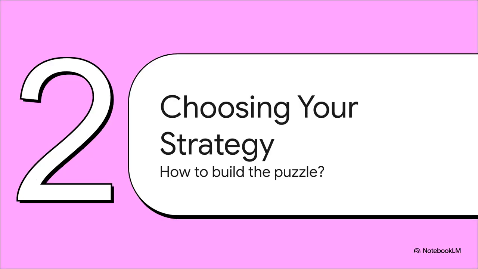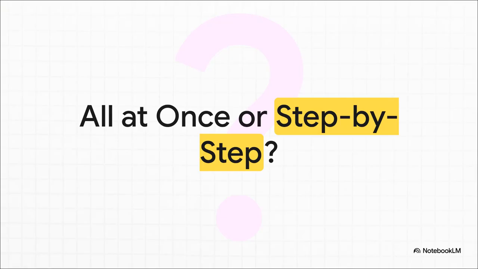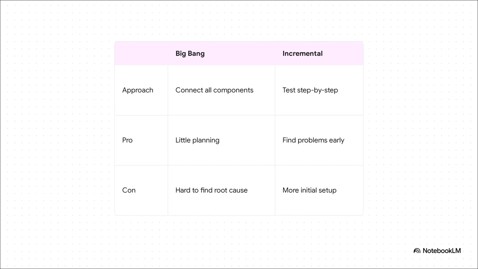Now, let's talk strategy. How do you really want to put this whole puzzle together? And the choice, fundamentally, boils down to this. Are you going to connect everything at once and just hope for the best? Or do you take a more methodical, step-by-step approach? These two philosophies are what we call Big Bang and incremental. With Big Bang, you literally just throw everything together and test the whole system at once. It's quick to set up, but man, if something breaks, good luck finding where the problem is.